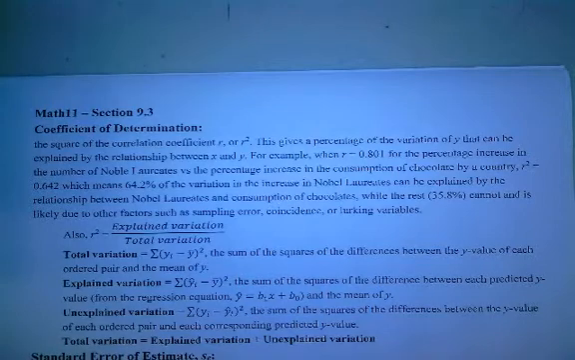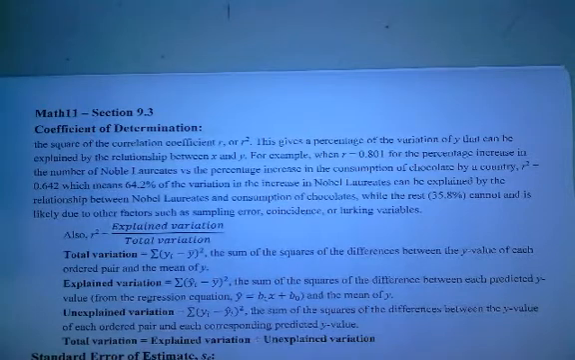It's the square of the correlation coefficient, so basically it's just R squared. This gives a percentage of the variation of Y that can be explained by the relationship between X and Y. For example, when R equals 0.801, for the percentage increase in the number of Nobel laureates versus the percentage increase in the consumption of chocolate by a country, R squared equals 0.642, which means 64.2% of the variation in the increase in Nobel laureates can be explained by that relationship between Nobel laureates and the consumption of chocolates.